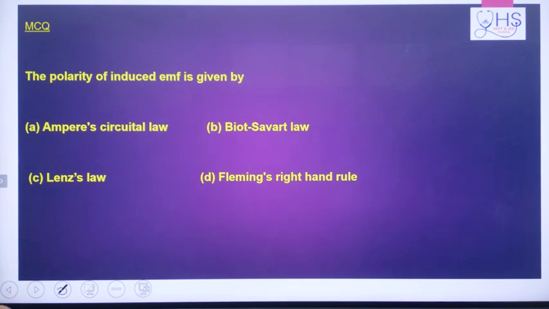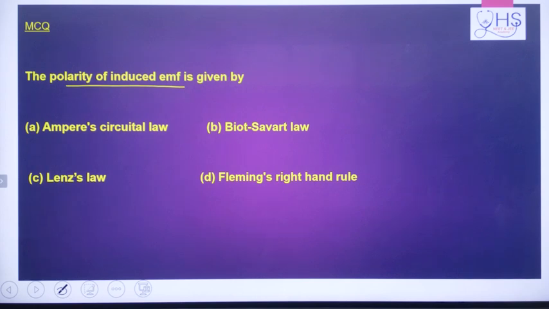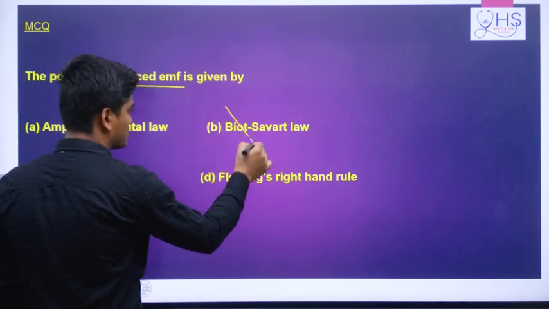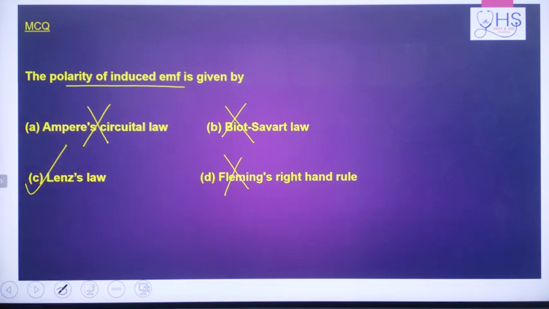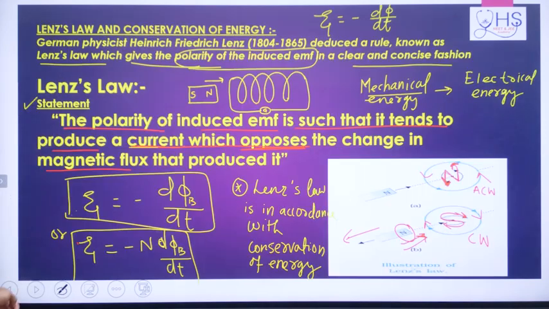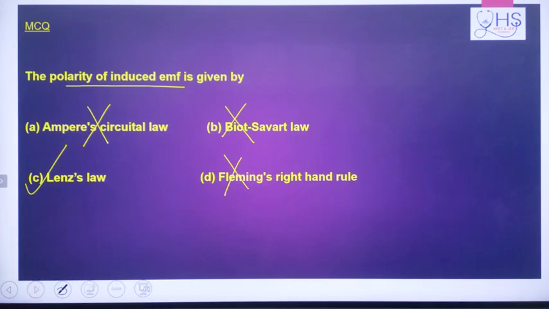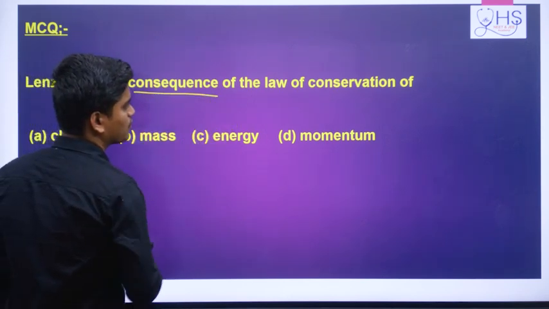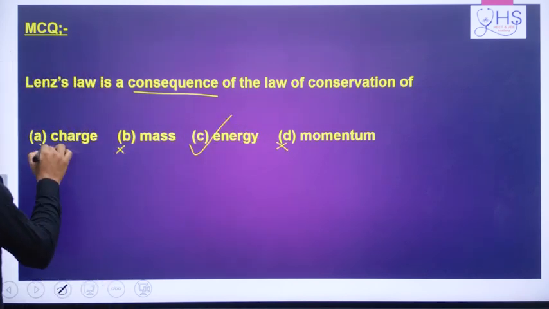Now remember, here one question is coming. The polarity of induced EMF is given by which law? Ampere's circuital law, never correct. Biot-Savart law, never correct. Fleming's right-hand rule, it will never be correct. Just now we studied here the polarity of induced EMF is given by Lenz's law. Lenz's law is a consequence of conservation of what? Conservation of energy. So all these options are incorrect.